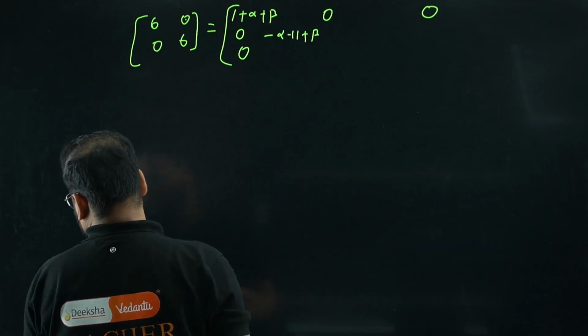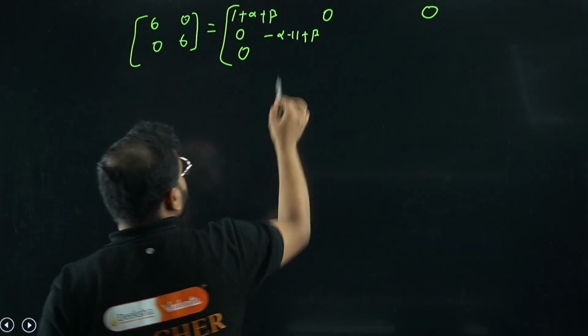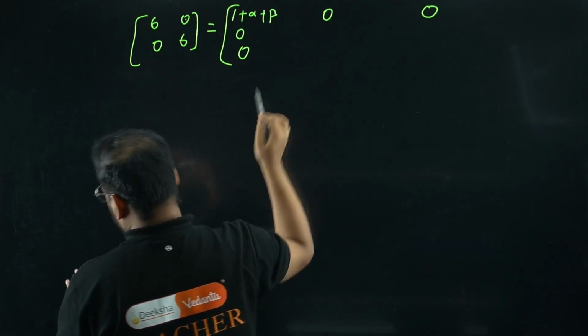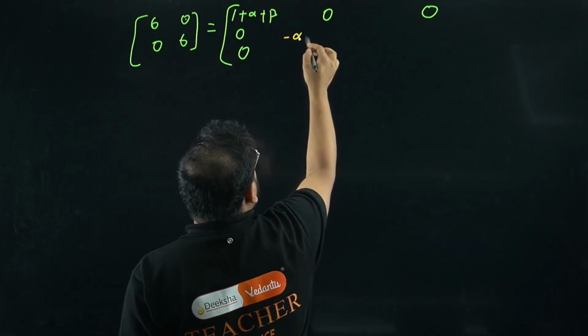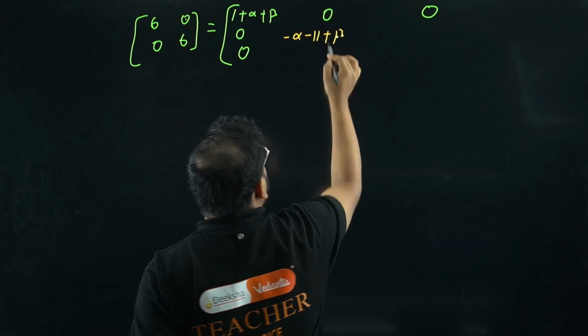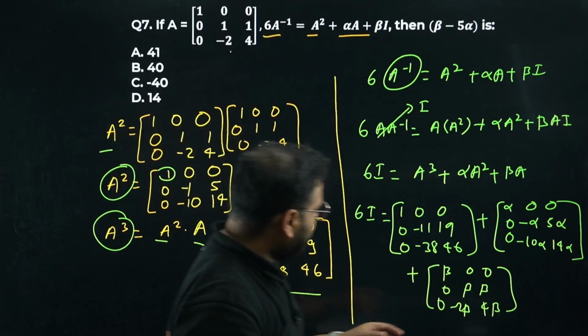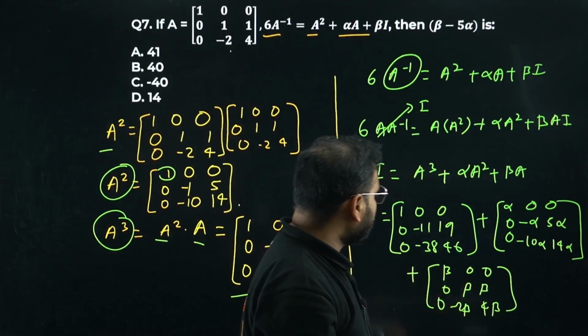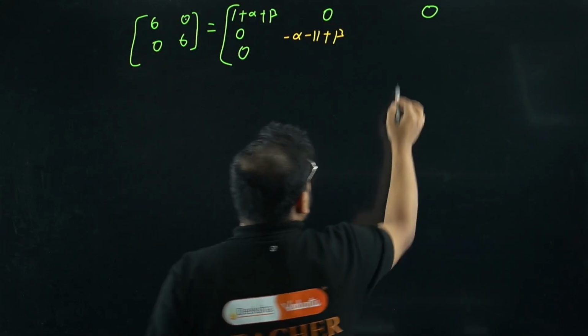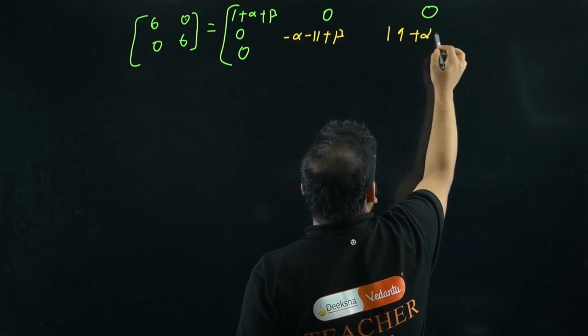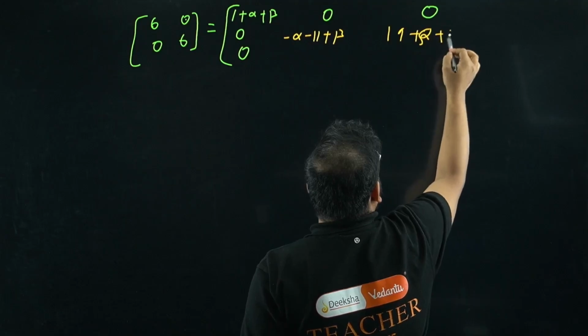Okay, I can rewrite this. Just a second. This is the last step. Little patient. Minus alpha minus 11 plus beta. That is it. Have a look. Minus alpha minus 11 plus beta. Last is 19 5 alpha and beta.